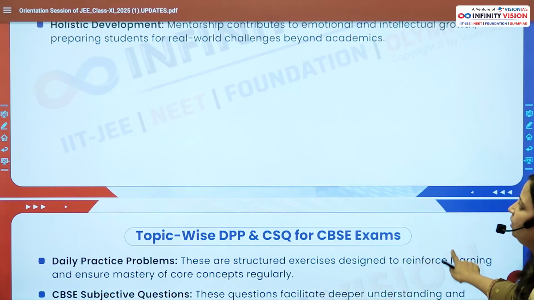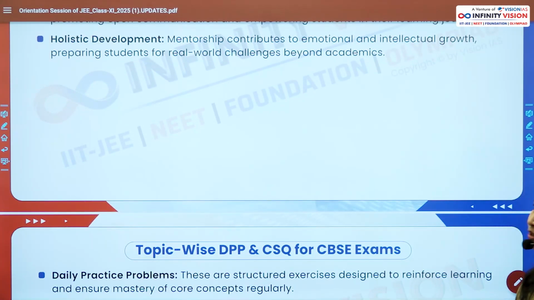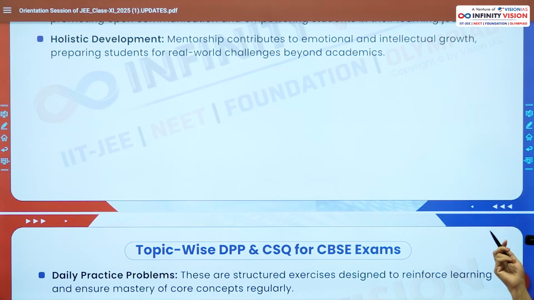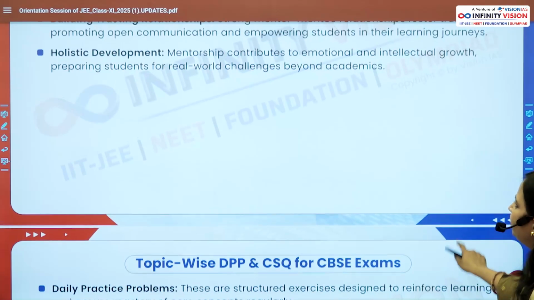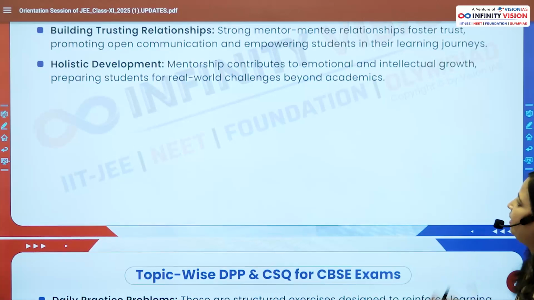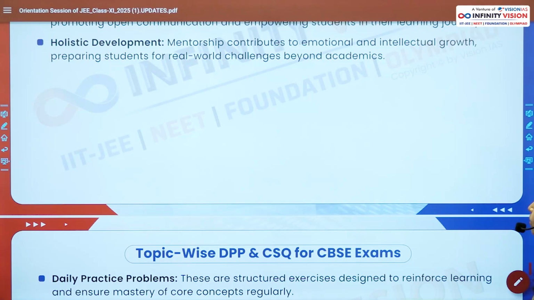learning journey. Now, holistic development, it means overall development, not only academic but also emotional development, which can be done by telling all the concerns related to their preparation to the mentors. Okay, so mentorship contributes to emotional and intellectual growth, preparing students for real world challenges beyond academics.